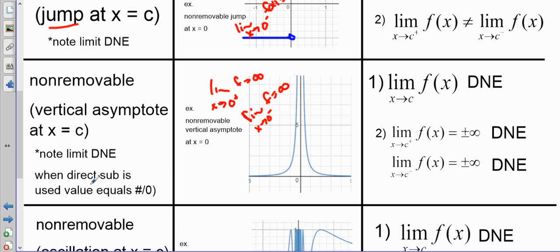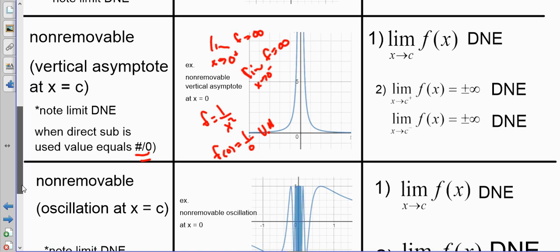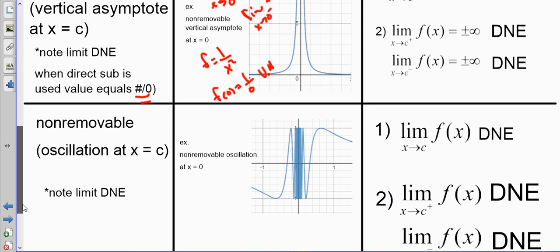Direct substitution is the key thing for this. When you plug in a value, you'll get a number over 0. This is actually the function f equal to 1 over x squared. That means if I plug in our c value, which is 0, we notice that f of 0 is 1 over 0. That tells us we have a vertical asymptote at c. So a number over 0 is the key thing to look for. We're going to talk about that more in the next lesson.